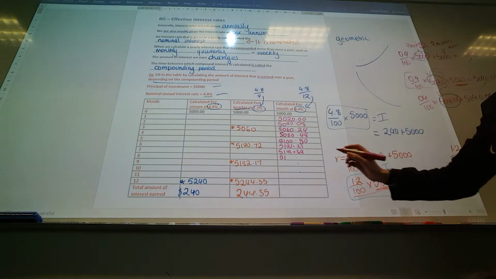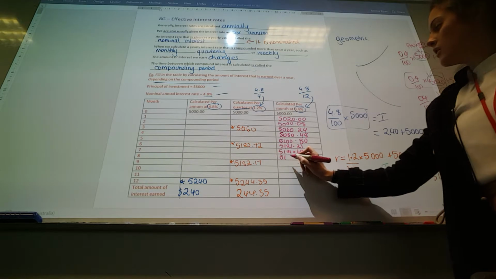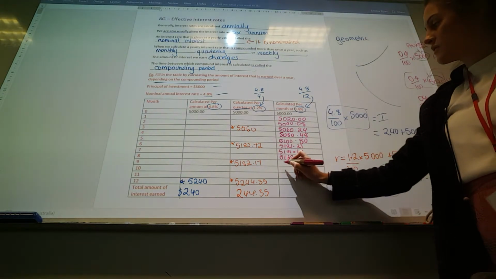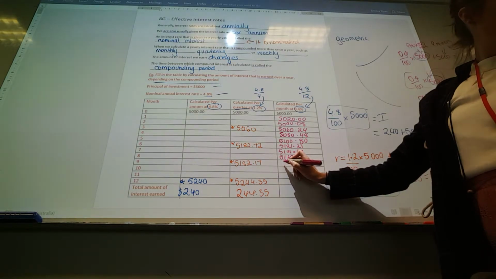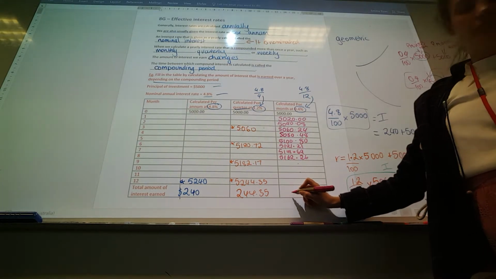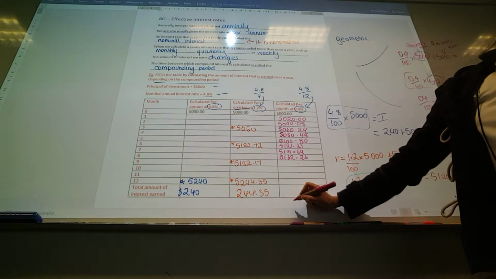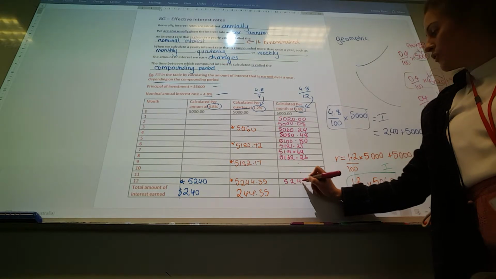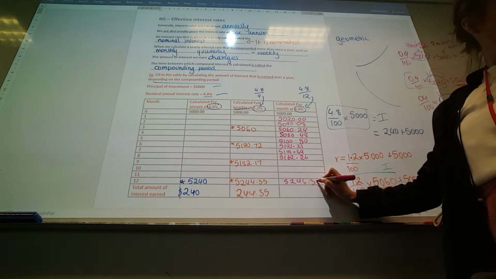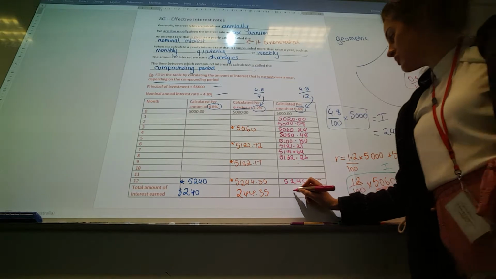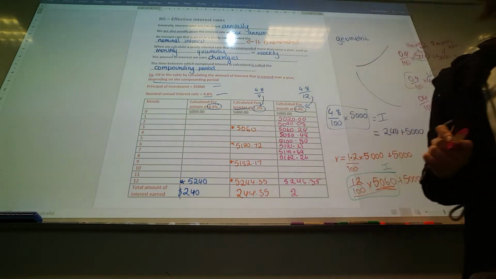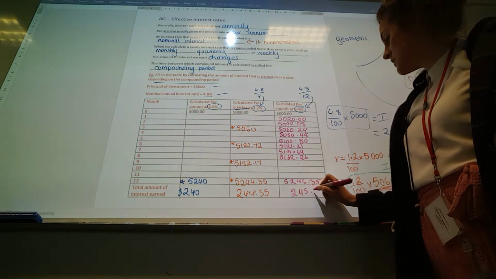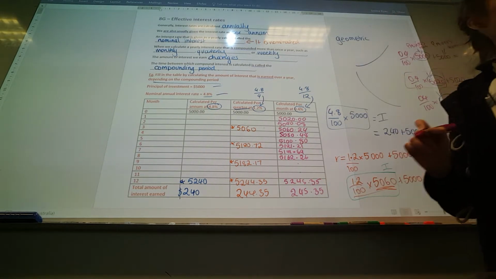What are we up to? 162.26. Yeah. Okay, once we get down to the bottom, we end up with 5245.35. So the amount of interest we've accumulated is $245.35.